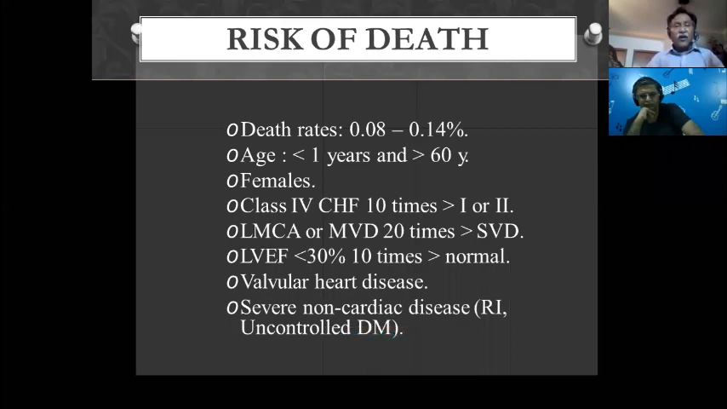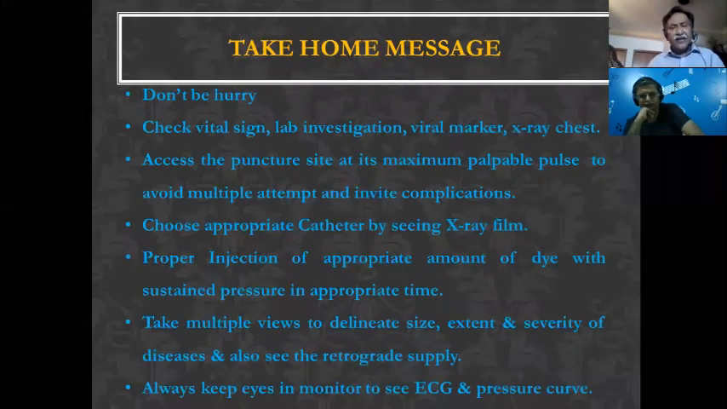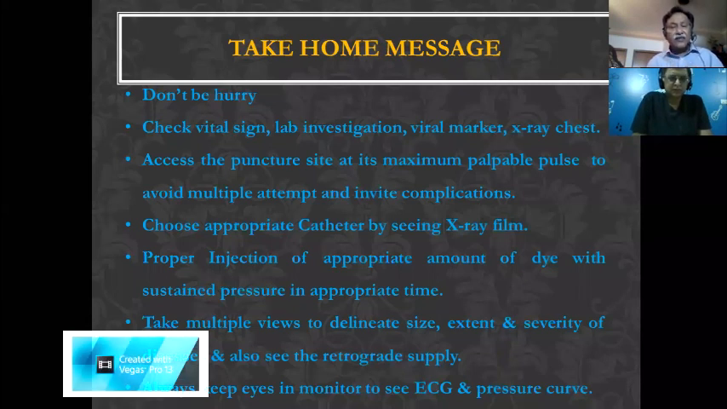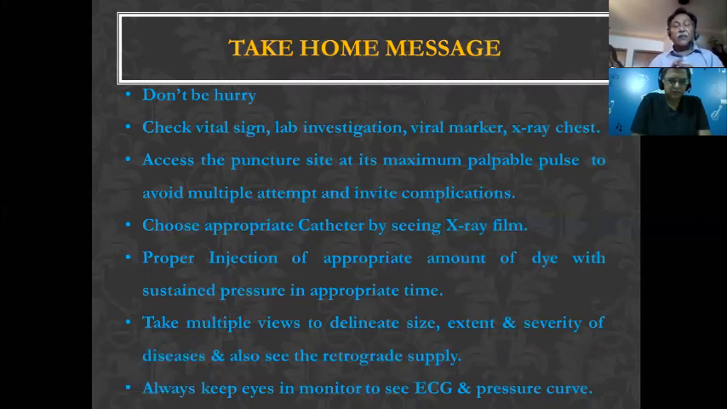So, in a nutshell, the take-home message is don't be in a hurry. Check the vital signs, lab investigations, viral markers, chest X-ray, and assess the puncture site at the maximum palpable pulse to avoid multiple attempts and inevitable complications. Choose the appropriate catheter from the X-ray film, proper injection, appropriate amount of dye with sustained pressure at the appropriate time. Take multiple views to delineate the size, extent, and severity of the disease, and always keep the monitor on to see the ECG and pressure cuff.